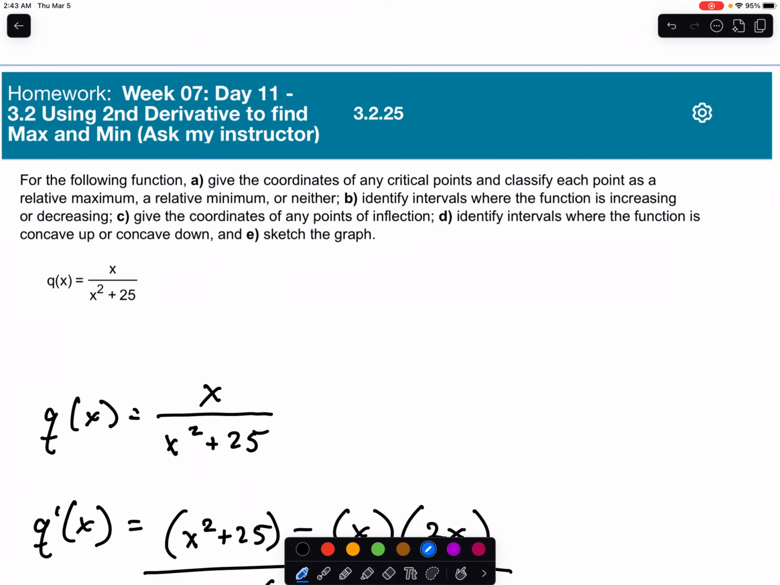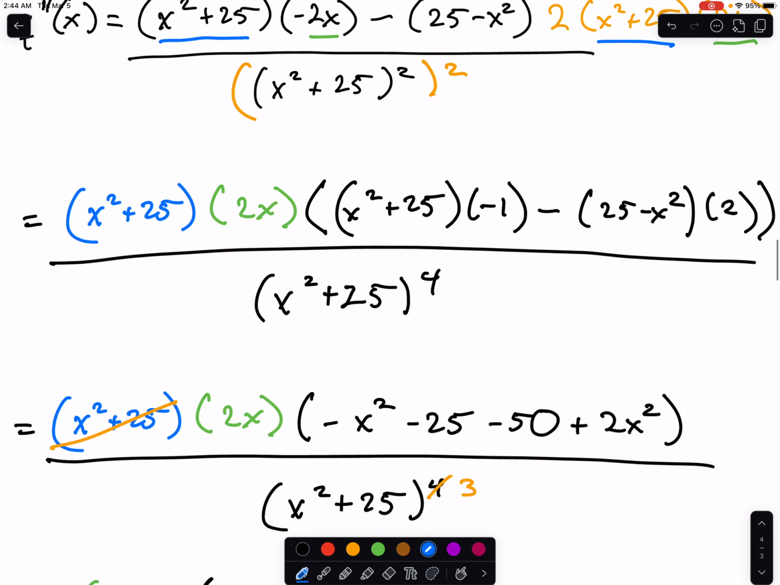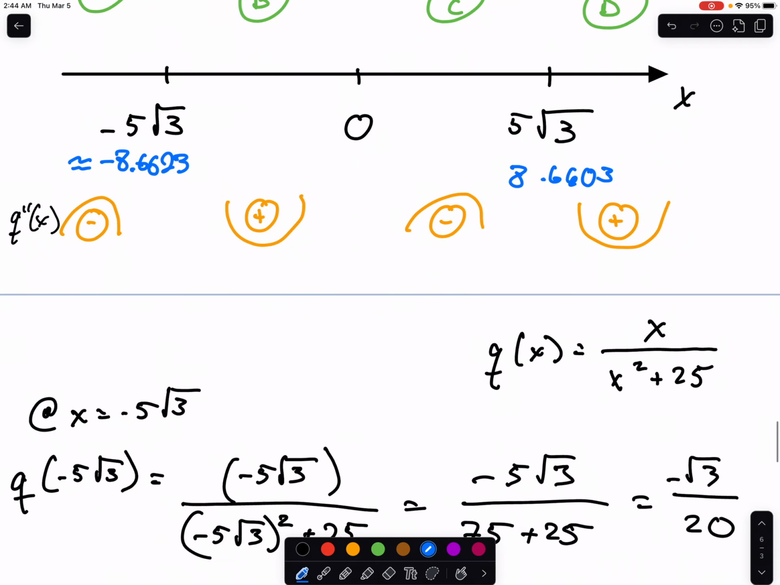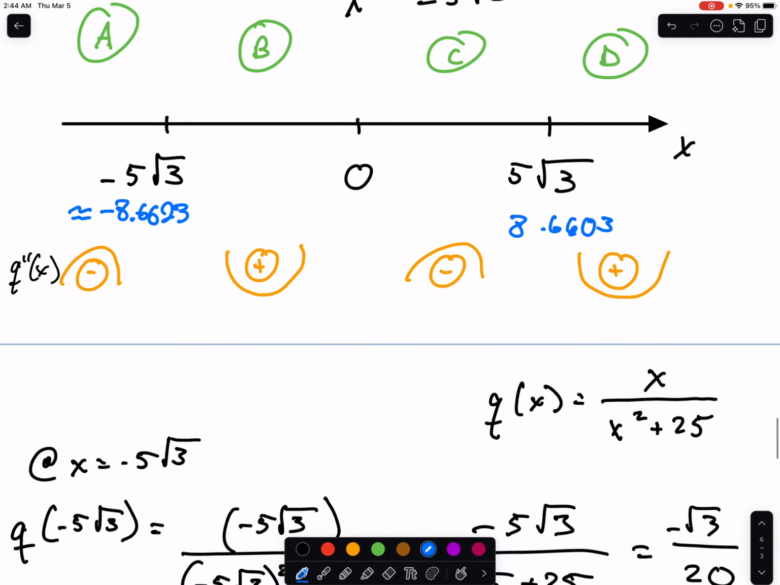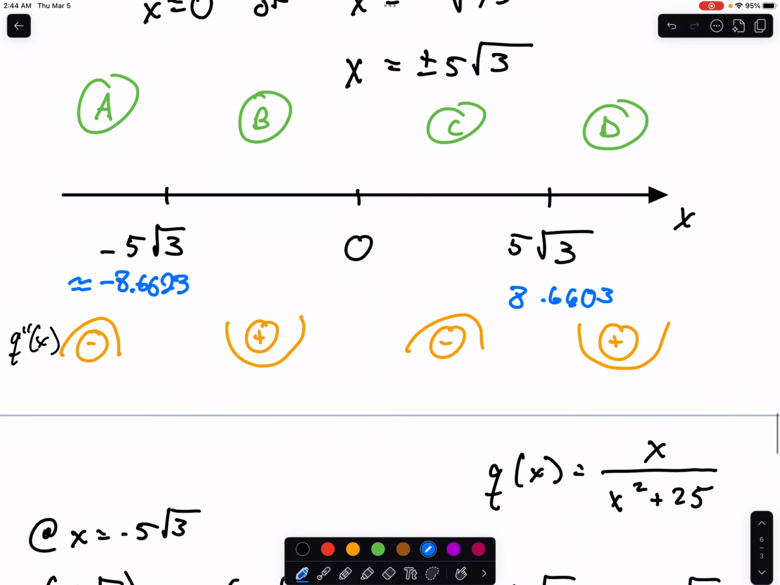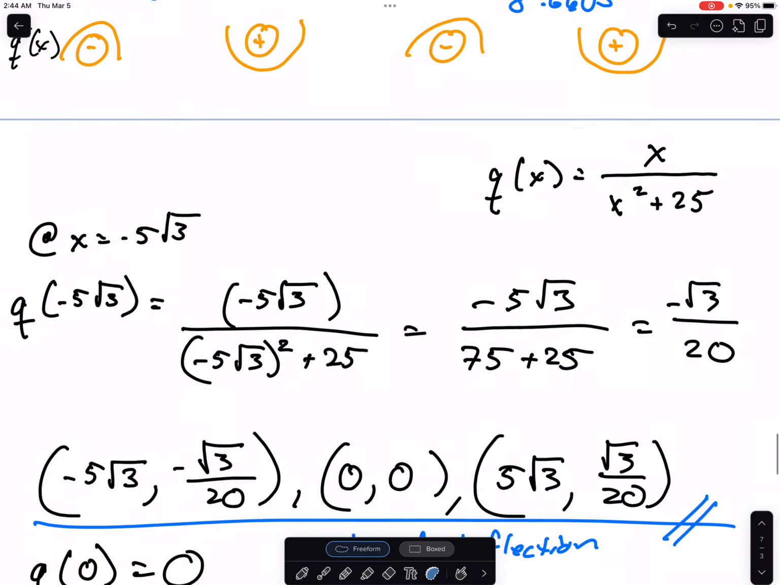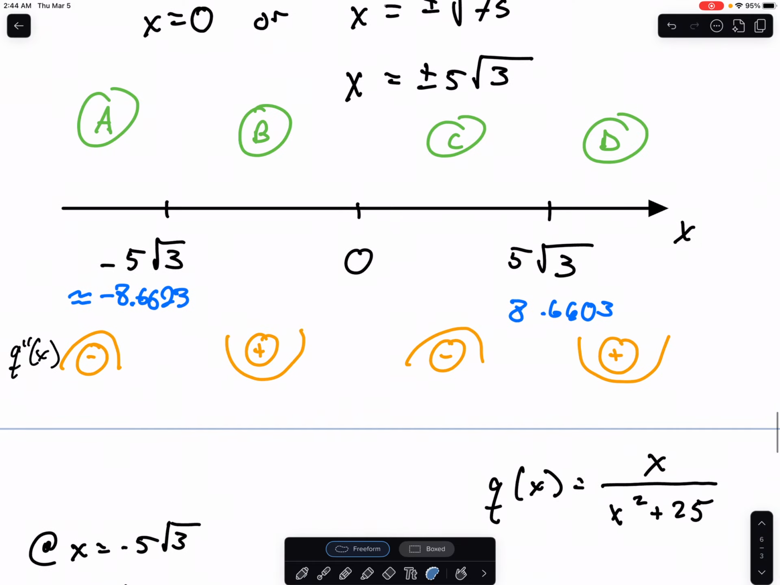Give the coordinates of any points of inflection. Identify intervals where the function, and we've done that part as well, is concave up or concave down. So I think that's part D right there. This is basically it right here. I'm gonna just copy and paste, and use it as a reference.